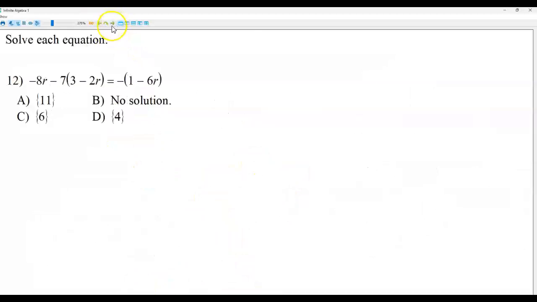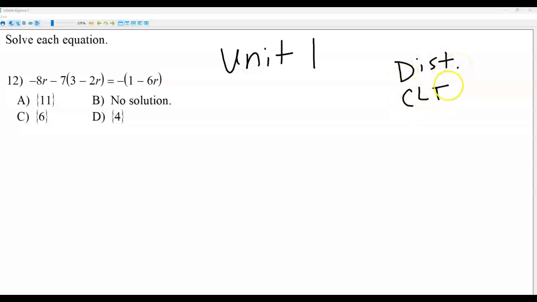All right, now we're going to get into our review questions. This is a review question from Unit 1. It's solving a linear equation. When it comes to solving linear equations, we have some steps we're going to follow. We're going to start with some distribution. After that, we're going to combine like terms. There's 2 steps to that: once when they're on the same side and once when they're on opposite sides. After that, you'll go ahead and get the variable by itself.